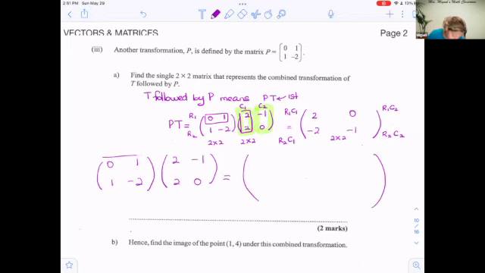So we multiply row by column. So 0 by 2 is 0, 1 by 2 is 2. So the first number that I am going to get is 2. Then we multiply it by the next row. So 0 by negative 1 is 0 and 1 by 0 is 0. So that is my second element.